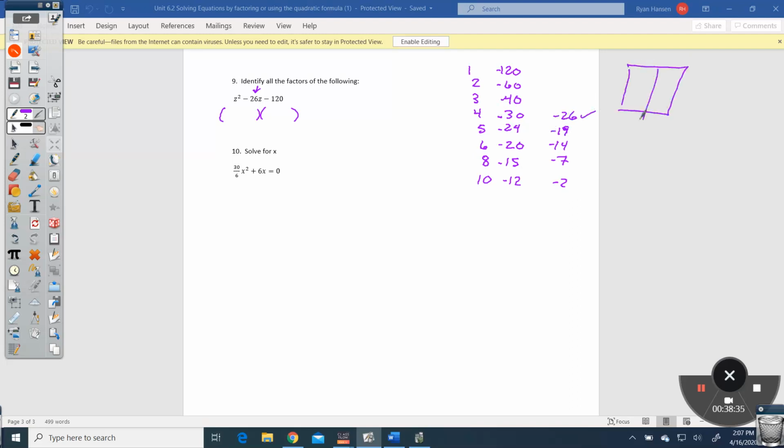Same thing as if I would have done this. Would have had x squared, negative 120, would have said what multiplies to be negative 120x squared and combines to be negative 26. And so then I'd put these numbers in here, 4x and negative 30x. Would have x and 4 and negative 30. So x plus 4 and x minus 30 are my factors. And that's all you have to do on that problem. You don't even have to solve it. It just says identify all of the factors. And you're done.